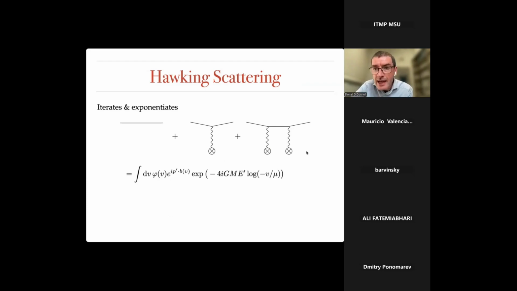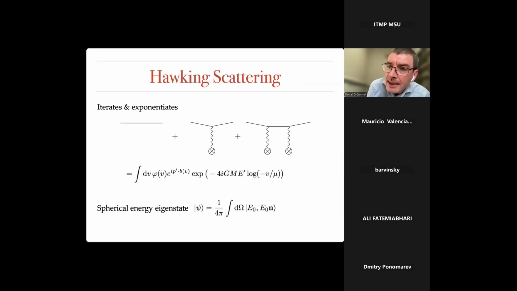Now, as I said, these higher order diagrams should have an iterative structure such that the whole thing exponentiates. We check that this happens. So this series, the trivial diagram plus all these higher diagrams, indeed exponentiates into this form here. So this is the wave function of this particle in the geometric optics region.